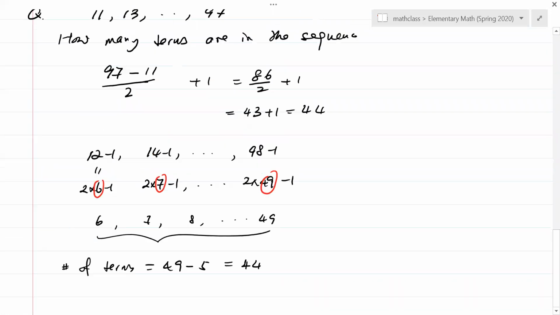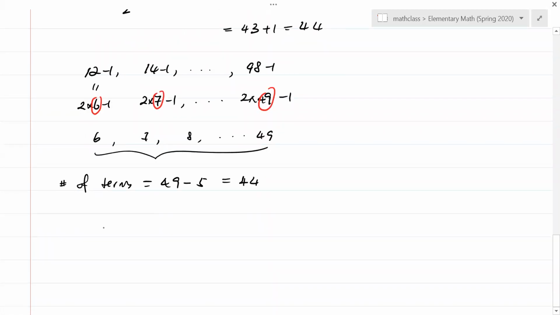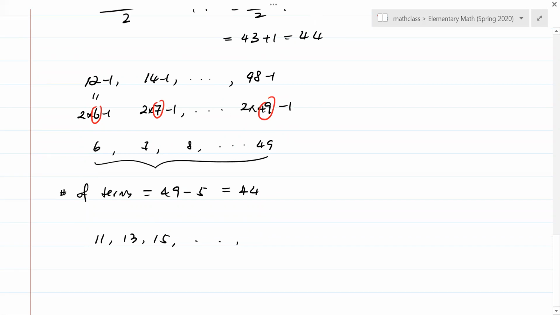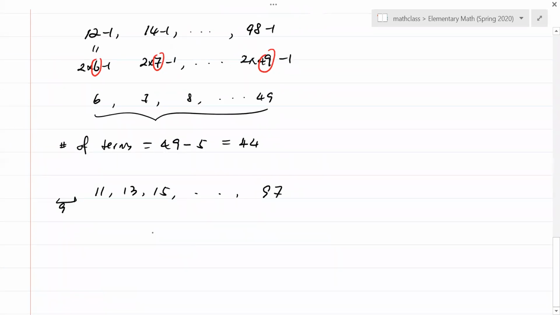If you don't want to add 1, then you should look at, let's do this again. 11, 13, 15, all the way to 97. And the term before that will be 9. So what you do is 97 minus 9 divided by 2. It always gives you 44.